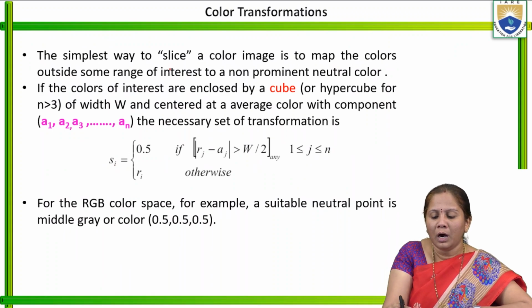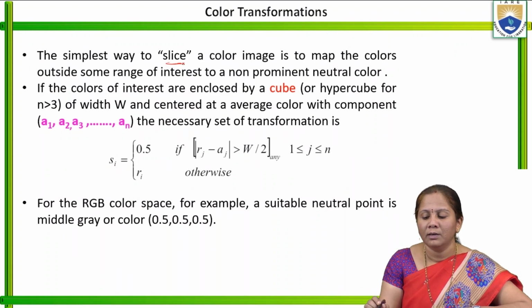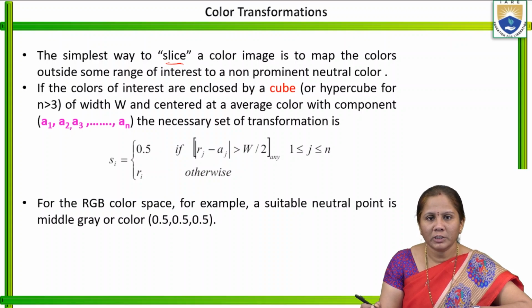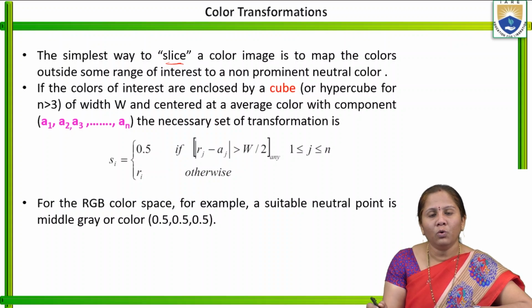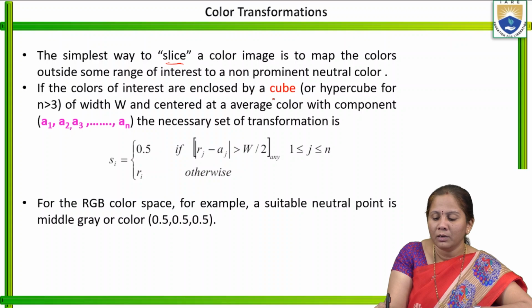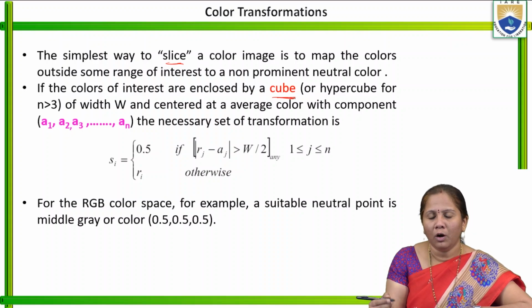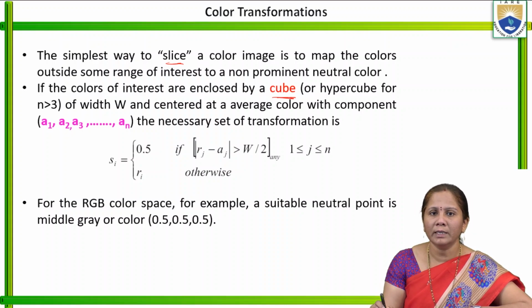Now, how can we do this slicing on color images? We can go for two methods. Generally, we can select a cube, or in some cases we can also select a sphere. Let us see what we have to consider if we select the cube. The second case we will also see: if you consider a sphere, then what is the process.